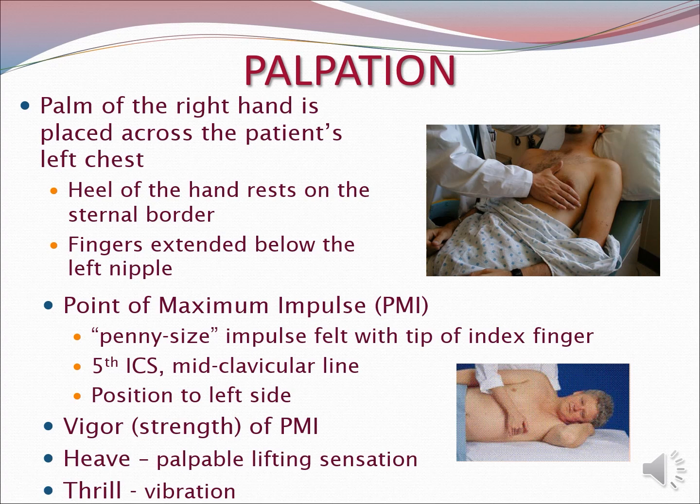With palpation, you want to place the palm of your right hand across the patient's left chest. The heel of your hand should rest on the left sternal border with your fingers extended below the left nipple. The point of maximum impulse, or PMI, is about a penny-size impulse that is felt with the tip of your finger. It is located approximately at the fifth intercostal space, midclavicular line.